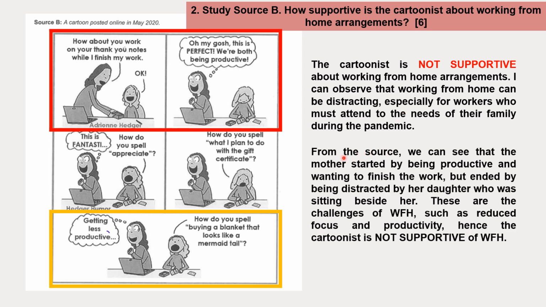And of course, you need to give me the answer with specific source details, all right? And these are the challenges of working from home, such as reduced focus and productivity. Hence, the cartoonist is not supportive of working from home. It's always good to end it with a sentence so that you finish up this particular answer. So there have been students who ask me, what if let's say I write that the cartoonist is supportive because I take source details from whatever that is boxed in red? It is not a wrong answer, but of course it is not the best answer. You will never get the full 6 marks.